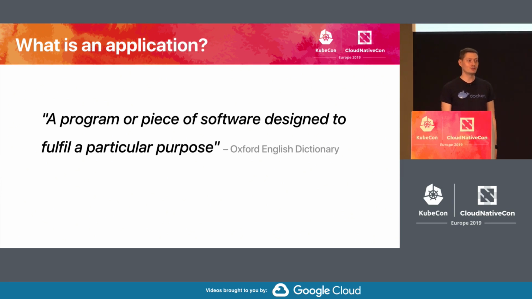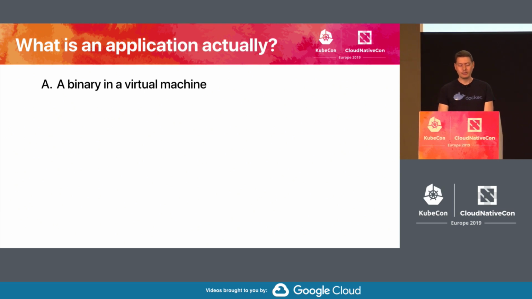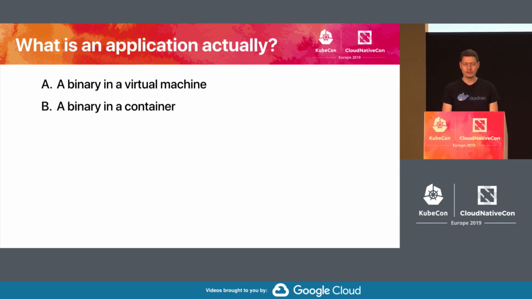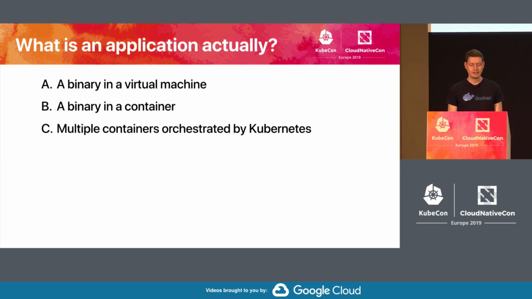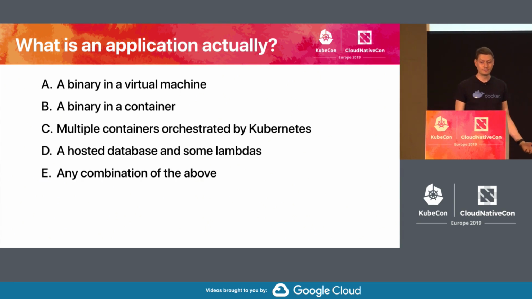That's a pretty loose definition, if you ask me. I feel like they didn't really try. So we can maybe do better. We're a bunch of people in tech. We can maybe answer that question a bit more concretely. So is an application a binary in a virtual machine? Is it a binary in a container? Is it multiple containers orchestrated by Kubernetes? Is it a hosted database and some lambdas? Or is it any combination of the above?